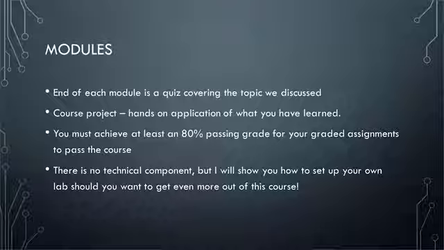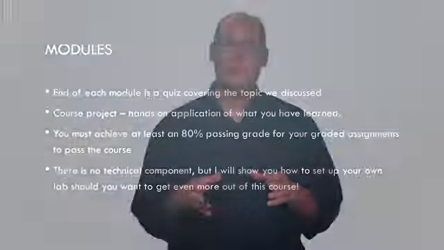At the end of each module, there's going to be a quiz covering the topic that we've discussed. The course project, which is in Module 5, is a hands-on application of what you have just learned. You must achieve at least an 80% passing grade on the assignments in the course to pass the course. Even though there's no technical component to this course, I will show you how to set up your own lab and how you can even get more out of this course if you wish to study extra on your own.